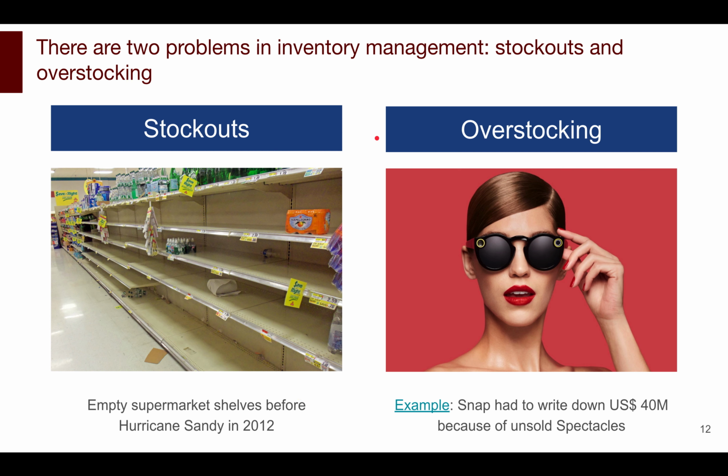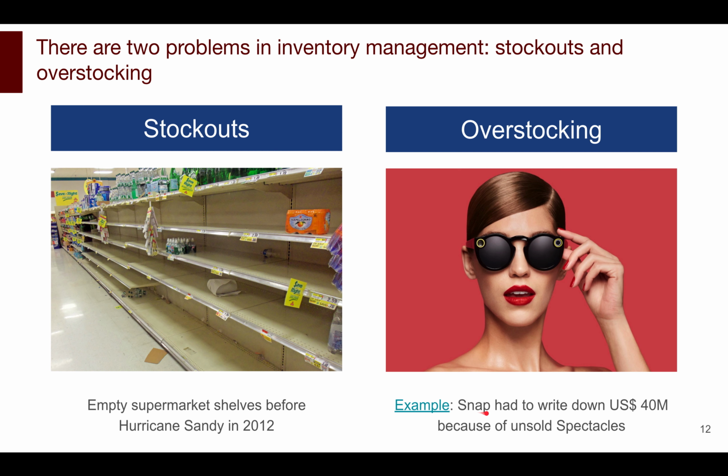The second problem is overstocking, when you have lots of products but you can't sell them. So in this example, you can click the link if you're interested. The company called Snap, which is the parent company of Snapchat, the hot social media thing before TikTok, basically.